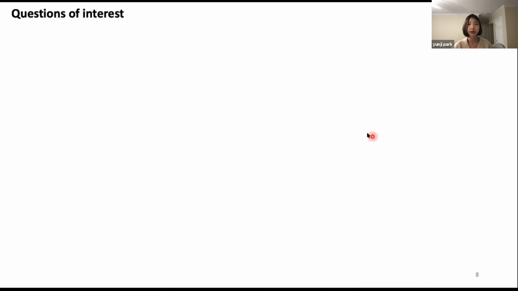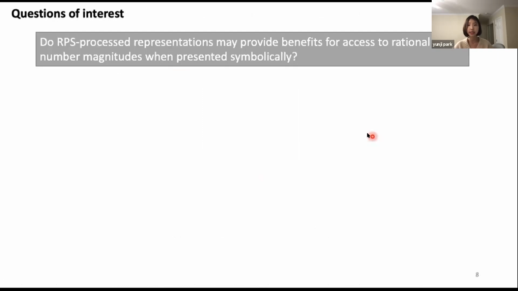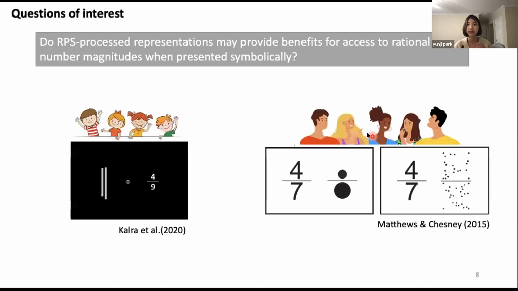So one question of interest is whether RPS-processed representations may provide benefits for access to rational number magnitude when they are presented symbolically. Some studies have shown that adults and children can compare fraction magnitudes across non-symbolic and symbolic formats without substantial translation cost. However, so far the studies have used a limited range of non-symbolic representations in each individual study. Also, we do not know how these different non-symbolic ratios are differently accessed across formats.